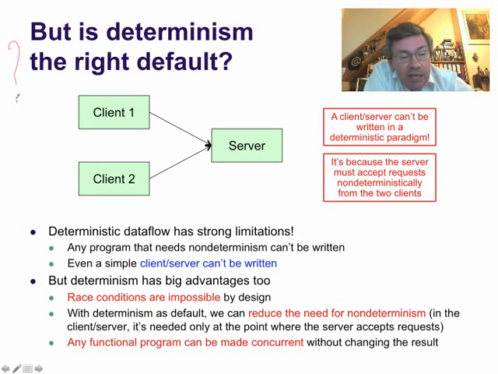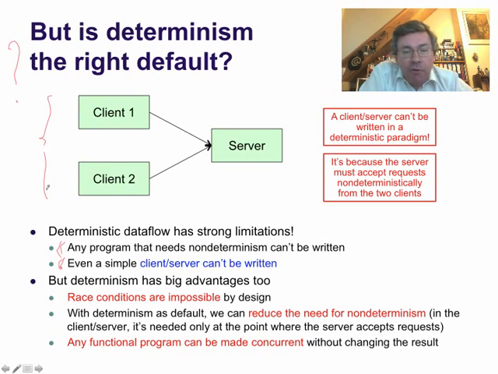Any program that needs non-determinism can simply not be written in the deterministic data flow model. And here's a simple example to show you how strong the need for non-determinism is. Even a simple client server needs non-determinism. So here's a figure showing a client server. I have one server listening to two clients.